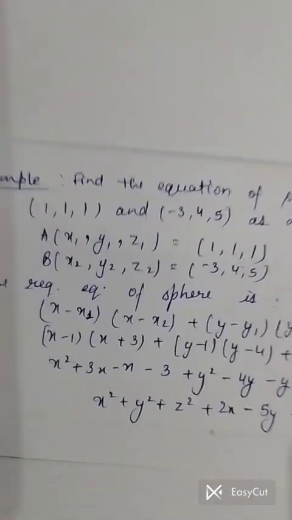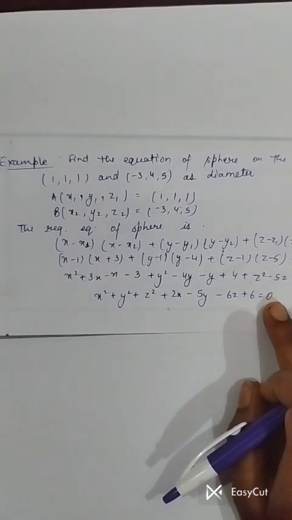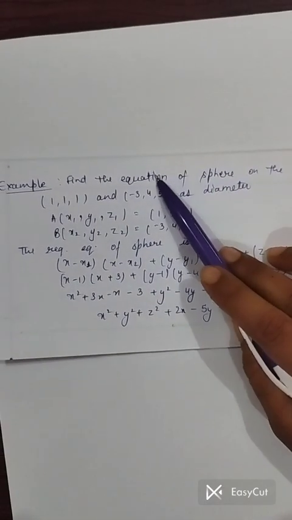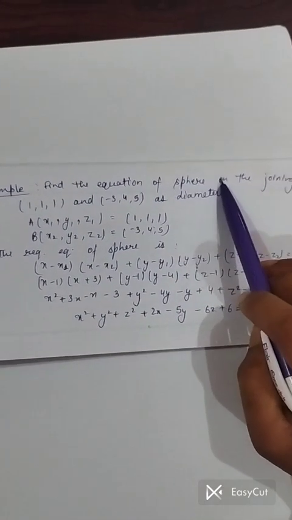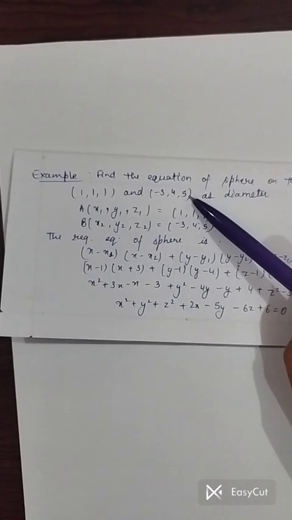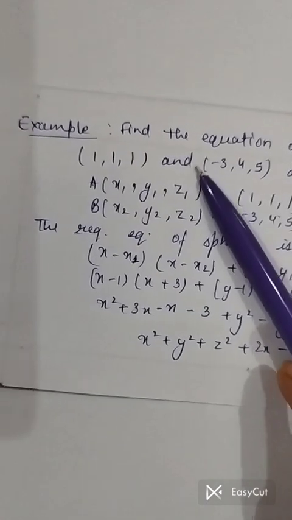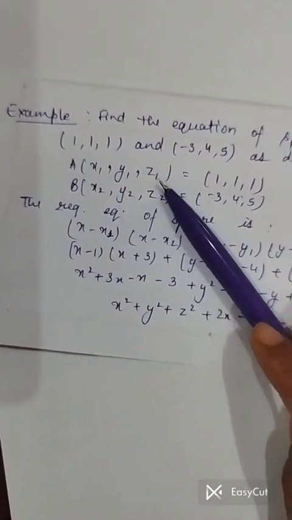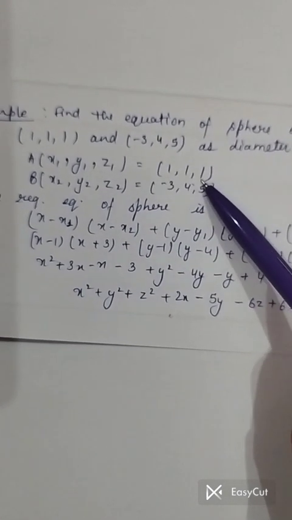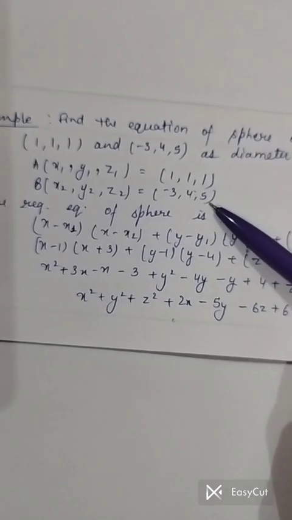Let us see an example with respect to the above given theory. So in the example, we have to find the equation of the sphere on joining the points 1, 1, 1 and minus 3, 4, 5, these are the end points of a diameter. So let this point A x1 y1 z1 be 1 comma 1 comma 1 and B x2 y2 and z2 is equal to minus 3 comma 4 comma 1.